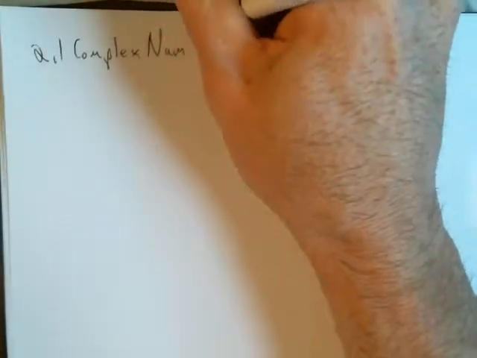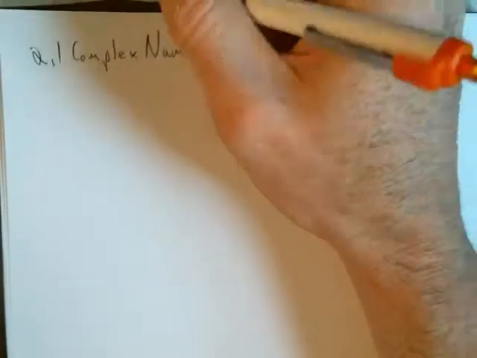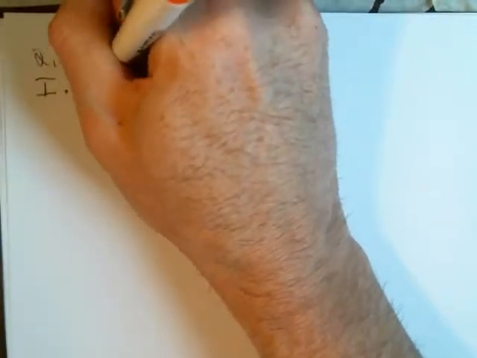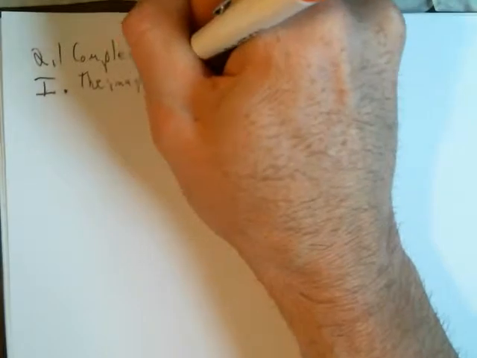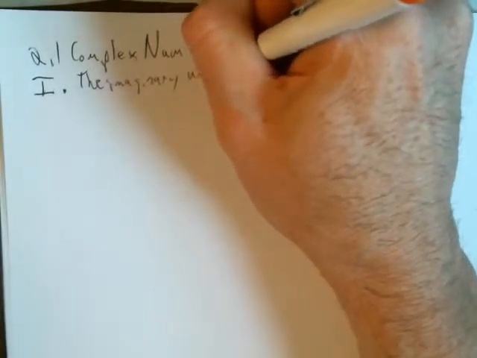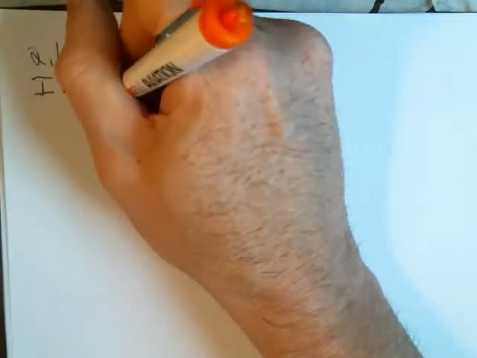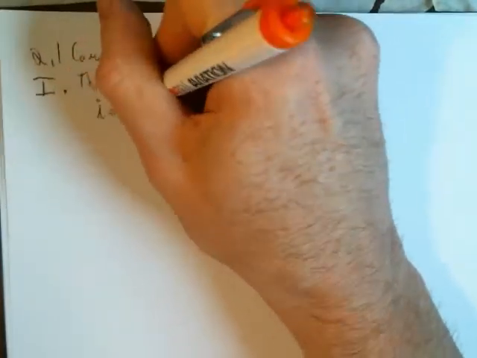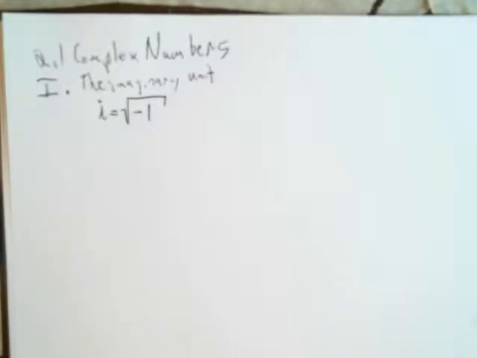Okay, we're in section, I guess, 2.1, complex numbers. And we begin with the imaginary unit. So basically this covers the case where you have a negative under the radical. Okay, so they define i to be the square root of -1.